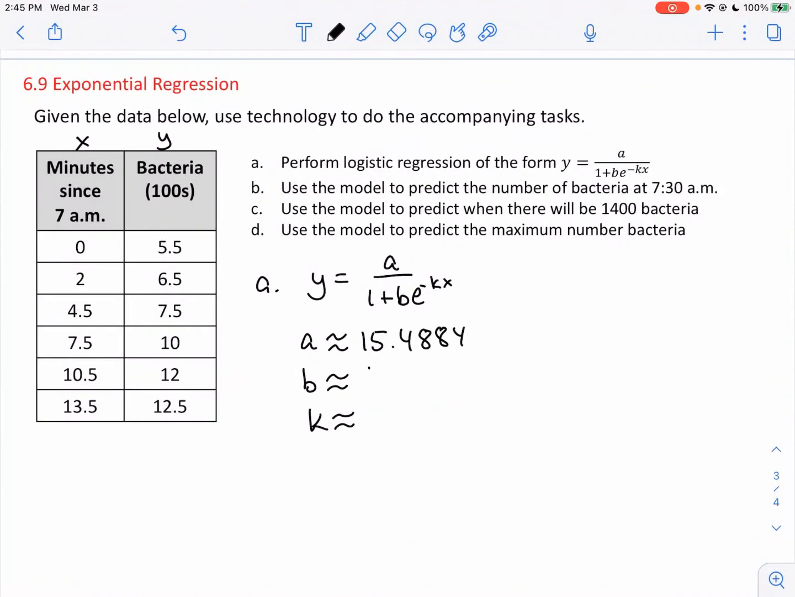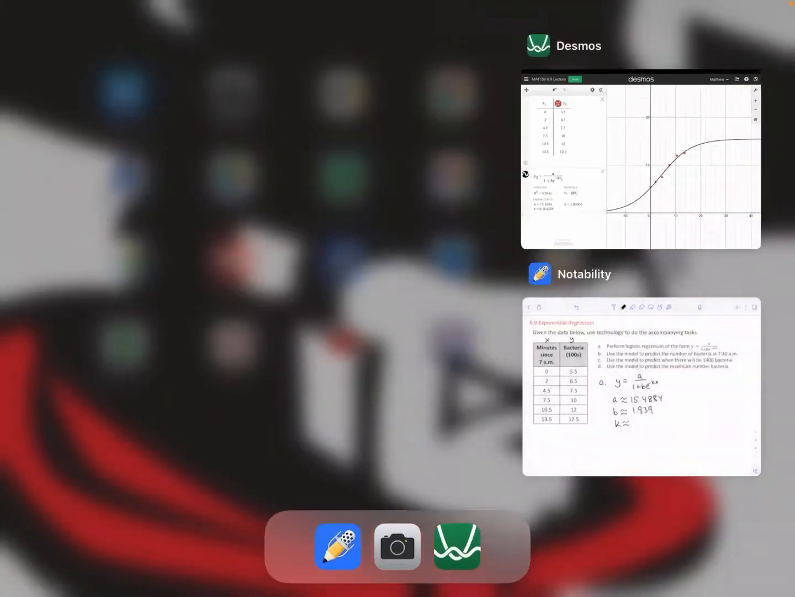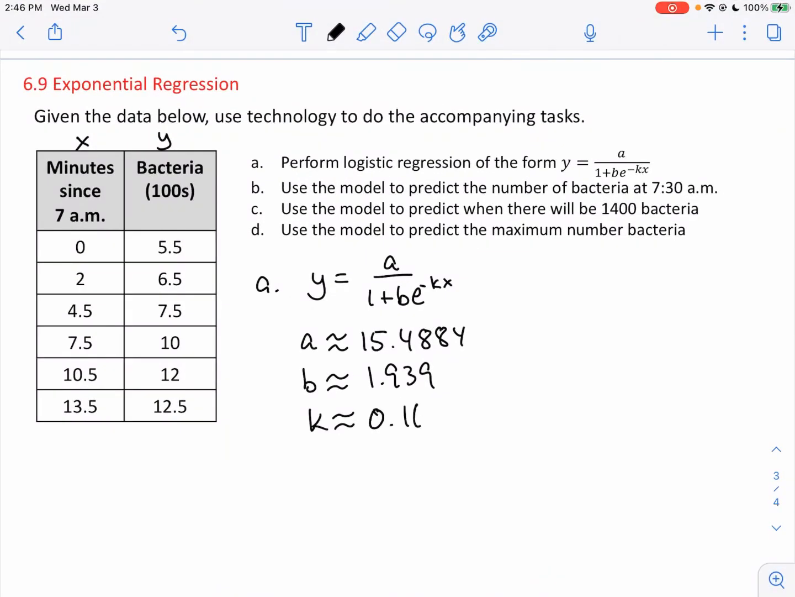For part, let's see, number B was 1.939, we'll say, and then the K turned out to be 0.1643, we'll say. So I did a little bit of rounding here, but good enough. Just make sure you round to the correct precision as demanded by your homework when you do this.